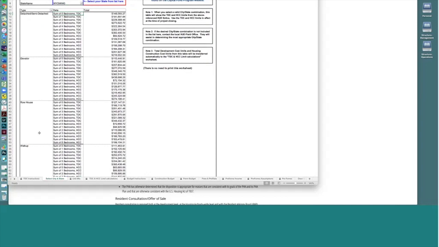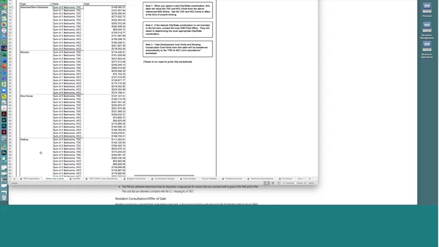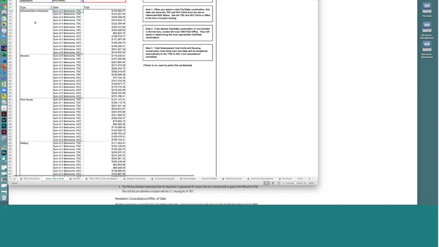A walk-up is a building that has a floor, a horizontal separation between units. A row house is a building that has a vertical separation between units. An elevator building has an elevator. And then detached, semi-detached would be single-family house, doubles. I think it goes up to 4 units.